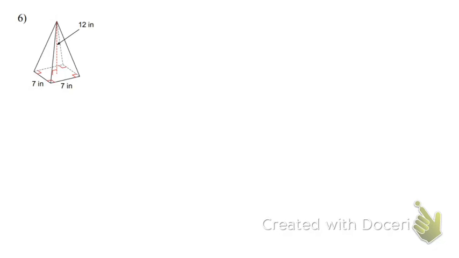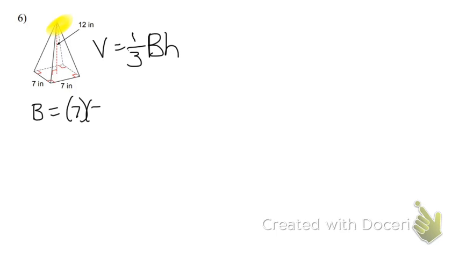Okay, number 6. This one also comes to a sharp point. So we're also going to again use the formula that has a 1/3 in it. So I would recommend, write it down right away, 1/3 area of the base times the height. Okay, the base in this case is a square, but you can still treat it like a rectangle. The area of that rectangle or square would be 7 times 7, which is 49. The height of the pyramid is the 12.